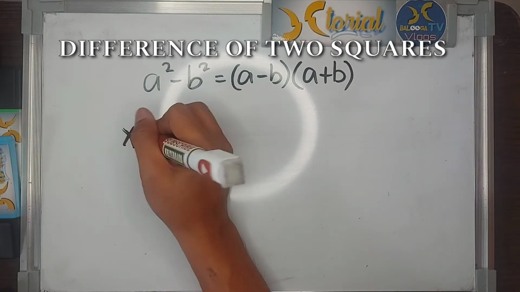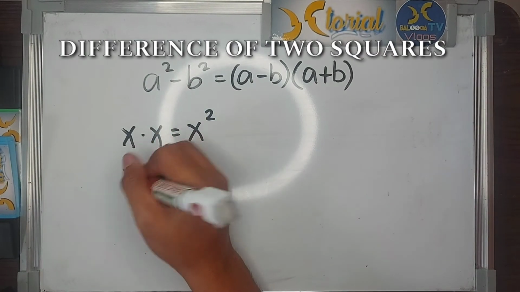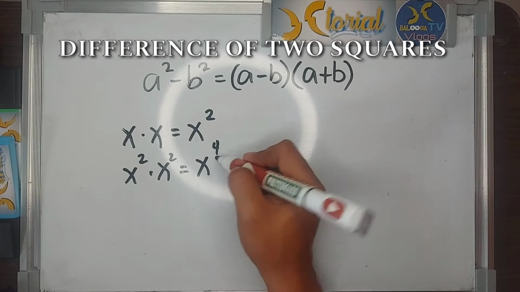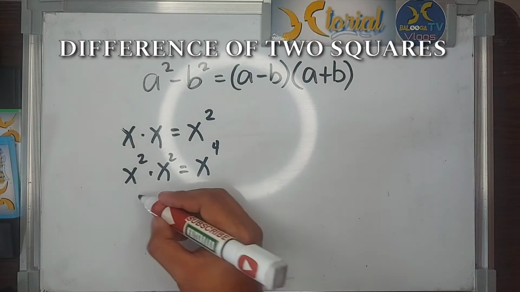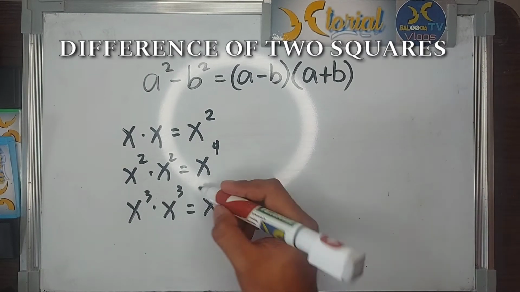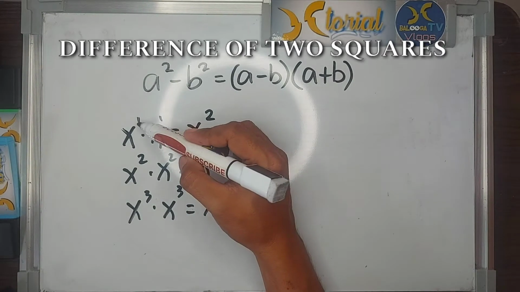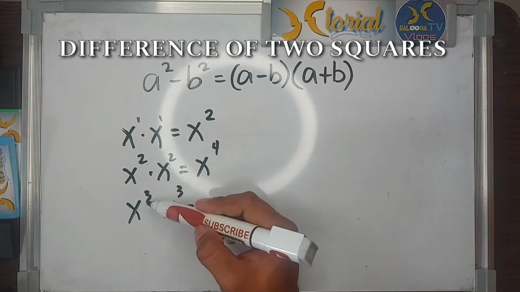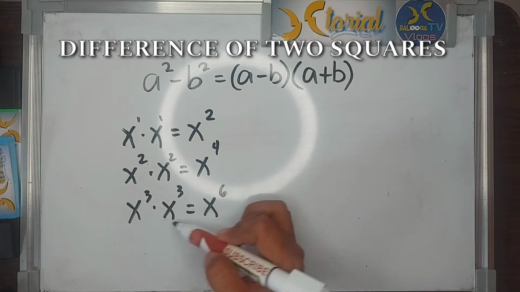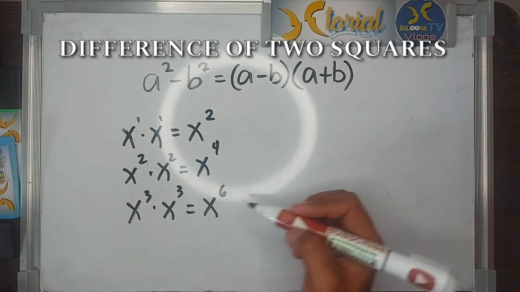Let's say, x times x is equal to x squared. X squared times x squared is equal to x raised to the 4th power. X cubed times x cubed is equal to x raised to 9 ba? Hindi. We're going to add. So 1 plus 1, 2, 2 plus 2, 4. So 3 plus 3, ang sagot ay 6. So although we are multiplying the variables, but we are adding the exponent. Pinag-add lang natin yung exponent.